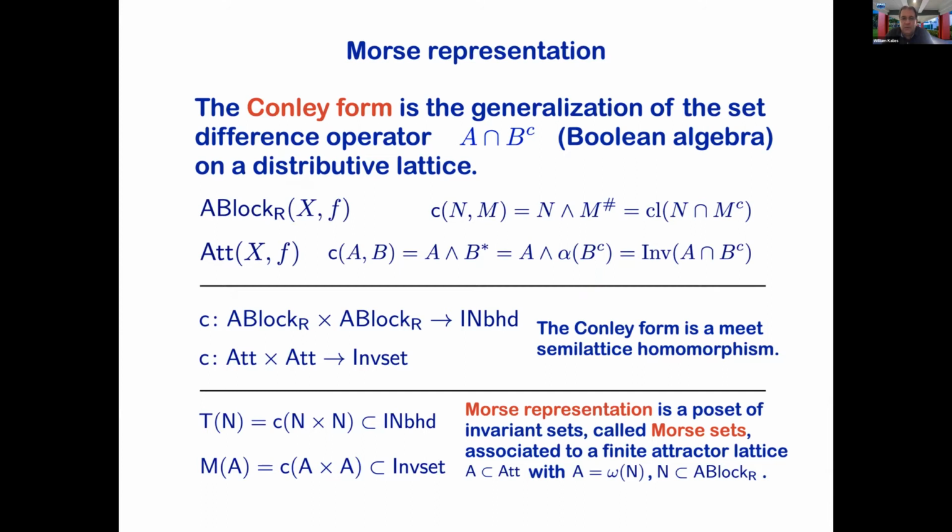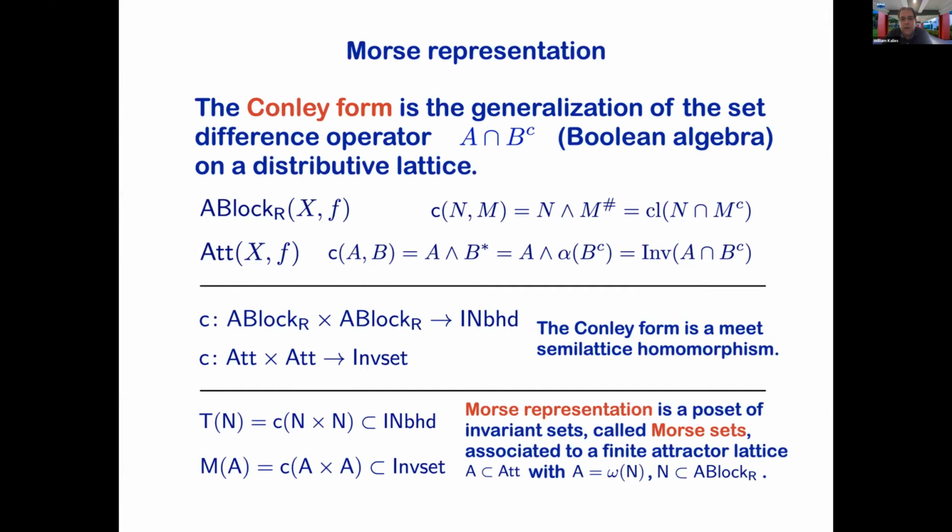I'm not going to go into all the details of that, but basically it's generalizing the idea of a set difference operator, where standard set difference is only defined on a Boolean algebra. We have here something that's not a Boolean algebra, but you can still extend the definition of set difference to bounded distributed lattices. And you can recognize that set difference and represent it in different representations. So for example, you can look at the set difference between two attracting blocks and realize it in isolating neighborhoods. And you can look at the set difference of two attractors and realize it as an invariant set.